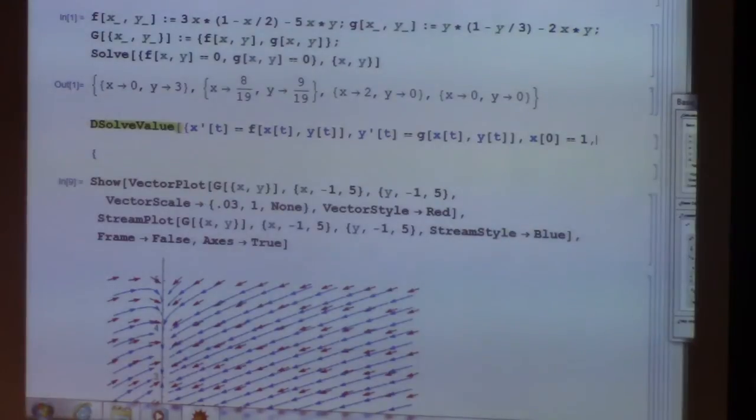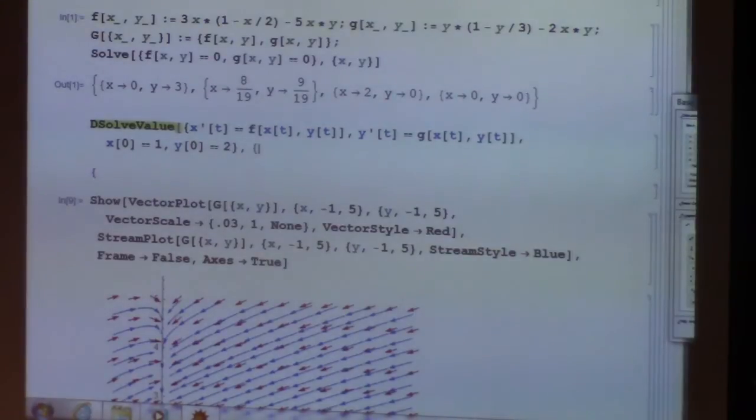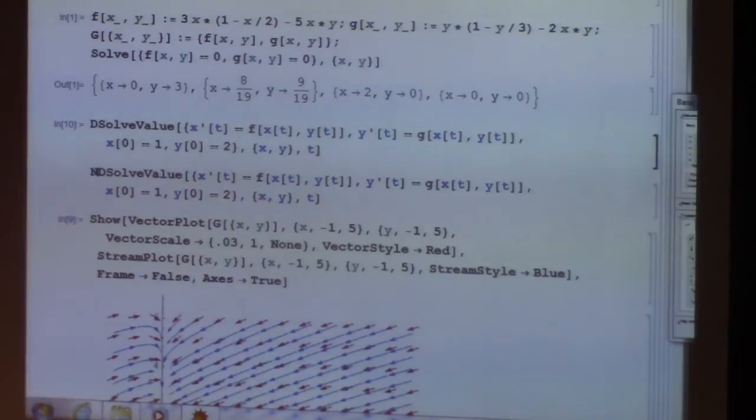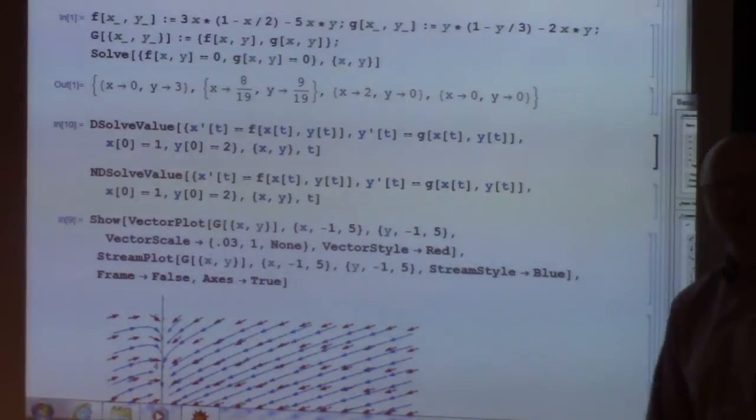Let's try x of 0 equals 1, y of 0 equals 2. Solve for x and y as functions of t. Bet it doesn't work. It's thinking, thinking, thinking. I think it's probably going to give up at some point. Well, what we want to use instead is NDSolveValue, putting a capital N in the front, causes Mathematica to do a numerical approximation to the solution, analogous to Euler's method, though better than Euler's method. My guess is it probably uses something called the Runge-Kutta method, which we don't get to in here.